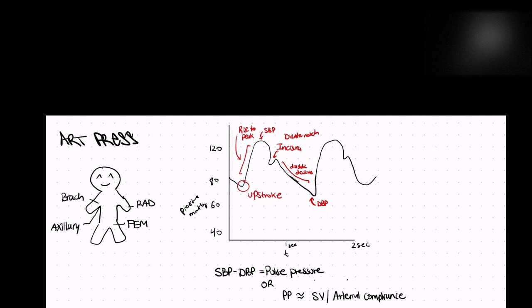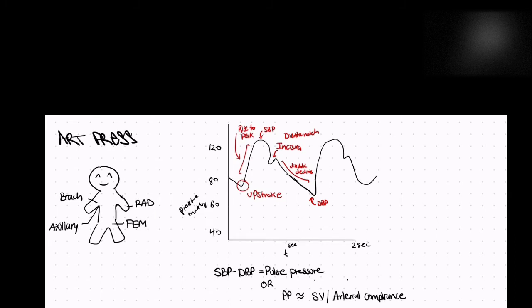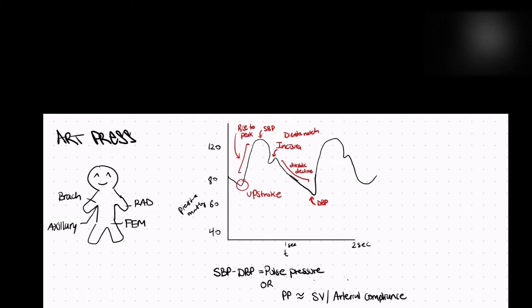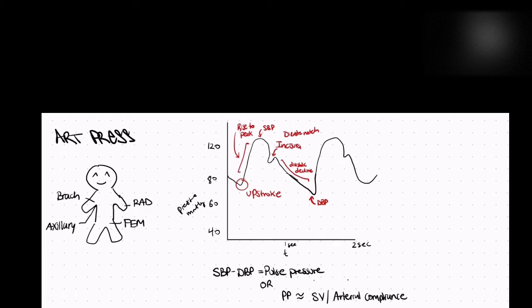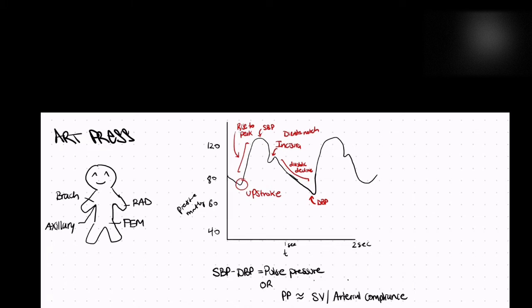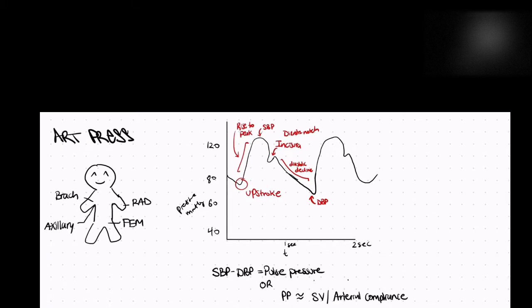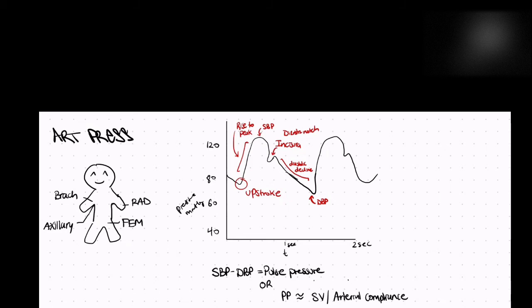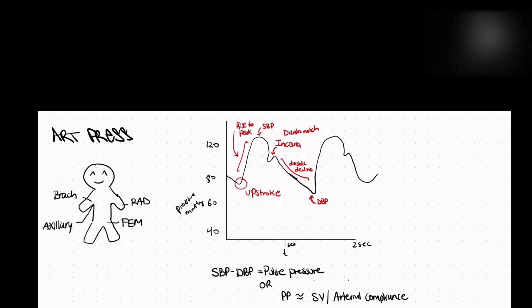So as I mentioned, the two determinants of the pulse pressure are the stroke volume and the arterial compliance. If your heart is pumping out a lot of blood, like with aortic regurgitation, you're going to have an elevated tracing. The rise is going to be elevated, giving you a high SBP. Similarly, if you have really poor compliance, like with atherosclerosis, you would also have an elevated tracing.